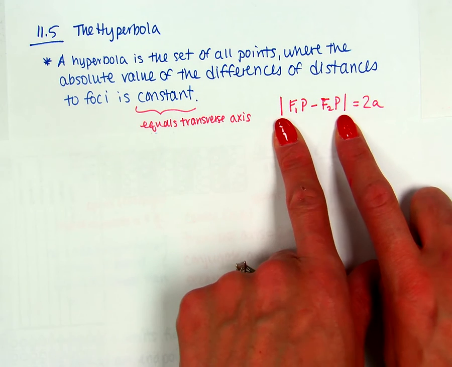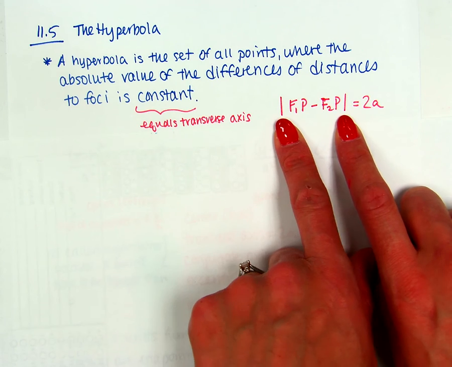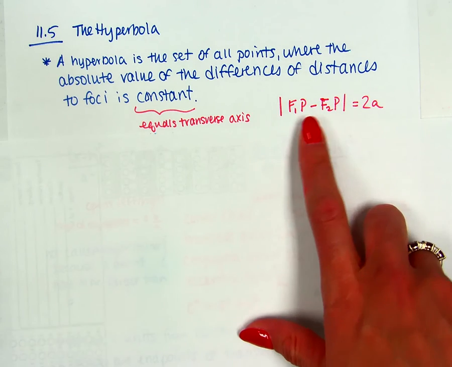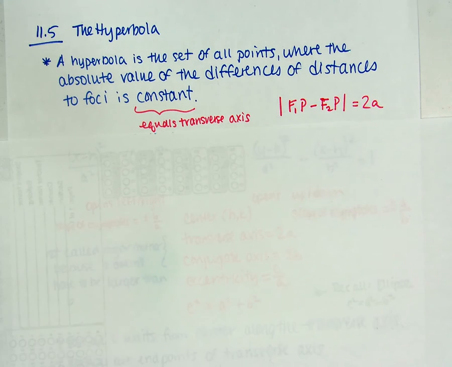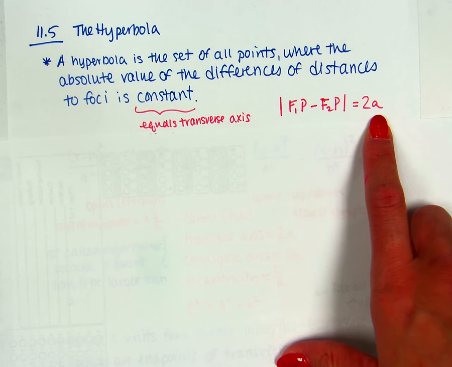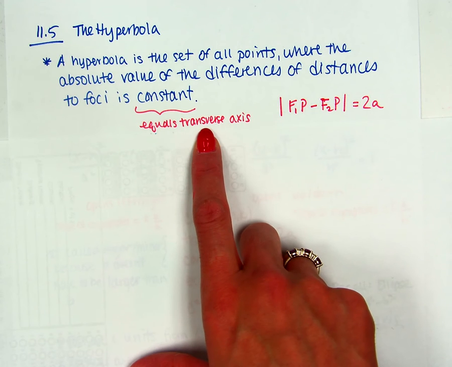And the reason why it has absolute value around it is because when you're subtracting two things, like if this one's larger, you would have negative, but we want that value to be equal to what used to be called the major axis for an ellipse, but in a hyperbola it's called the transverse axis.